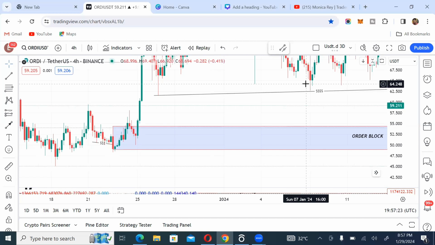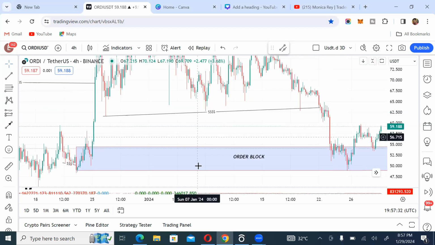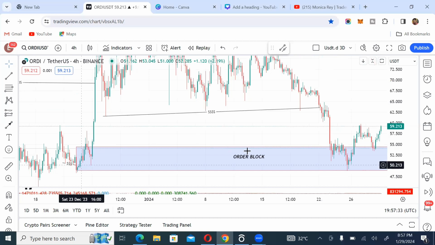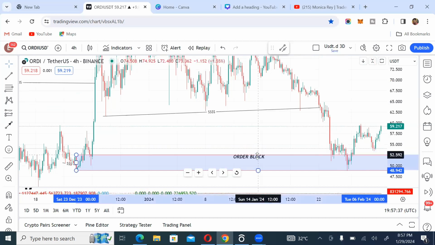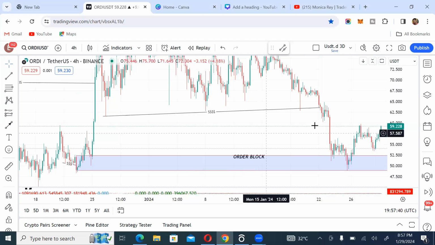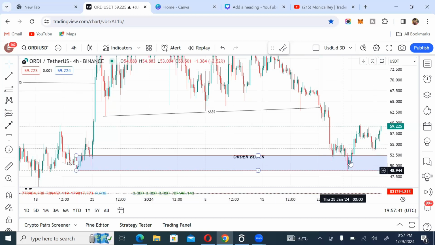And then the next thing price is going to do, price is going to what? Come back again to tap into this other block. It's going to come back to what? Tap into this other block. Put this one here. It's going to tap into the other block and also create another liquidity.